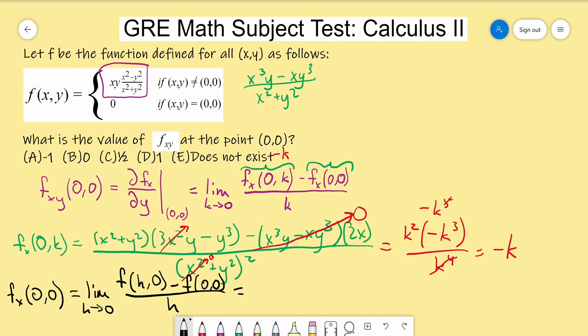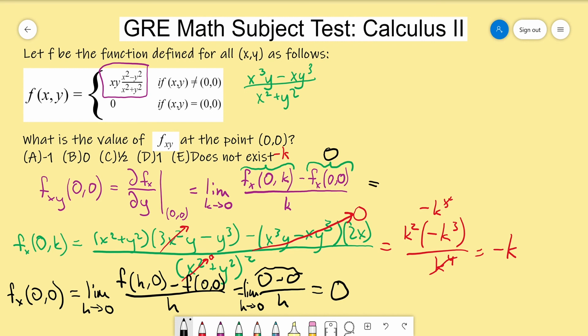Okay, well, what is f of h comma 0? Well, if we plug in 0 for y, that just gives us 0. And f of 0, 0, we know that's also 0, over h. And we're taking the limit as h goes to 0. Well, this expression is always going to be 0. So this numerator is always 0. And so for every h not equal to 0, this whole fraction is going to be 0, which means that the limit as h goes to 0 is 0. Okay, so this part here we found to be 0.